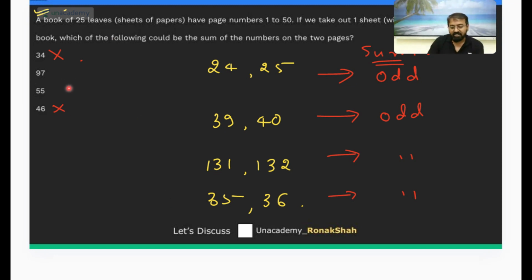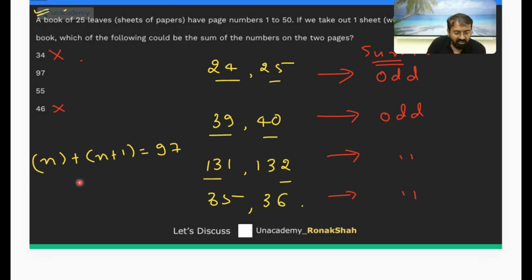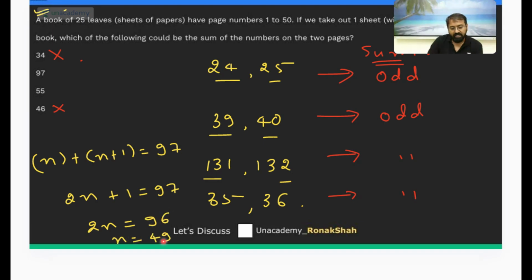Now guys, 97. See, these two numbers will always be consecutive, right? So if I say my two numbers are n and n plus 1, and their sum is 97, what will be the value of n? Can I say 2n plus 1 is equal to 97? So 2n will be equal to 96, so n will be equal to 48. Do you all agree?